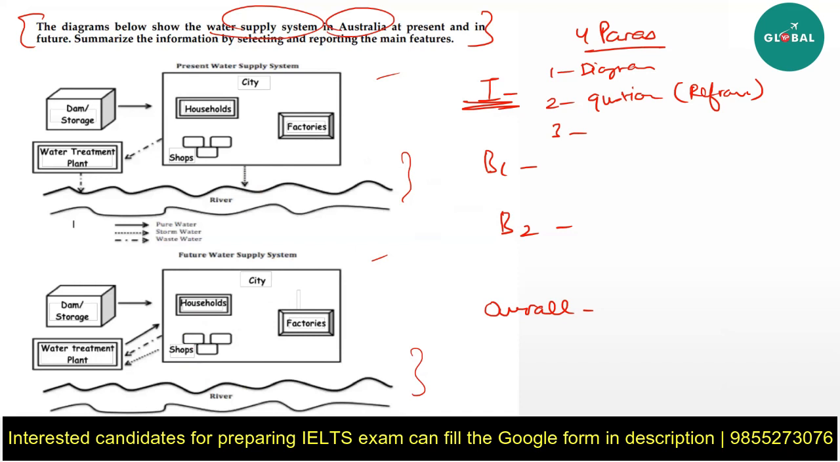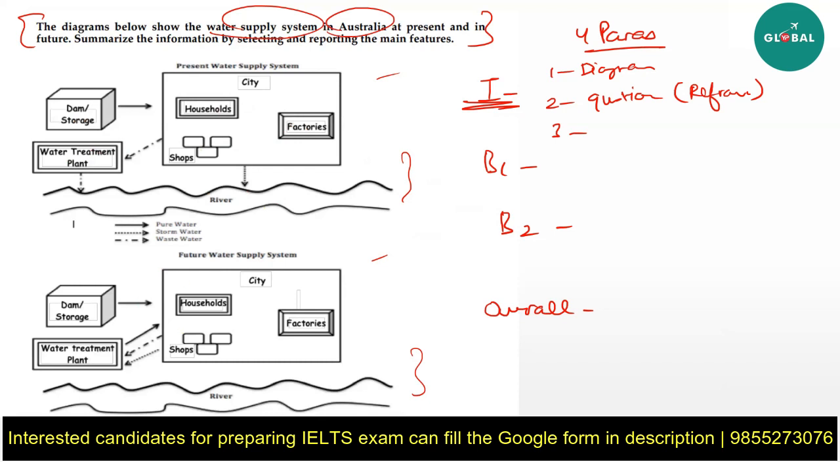Now let's focus on body paragraph 1 and 2. Before you start writing body paragraphs, the first thing you need to know is to understand what the process is like. Pay attention here. What are they actually doing? This is where the water is supplied to and water is taken out from. They have a dam and storage area here. There is a water treatment plant here. There is a river here. Same here. Okay, so first of all, you need to know the process of what is happening and how it is happening.